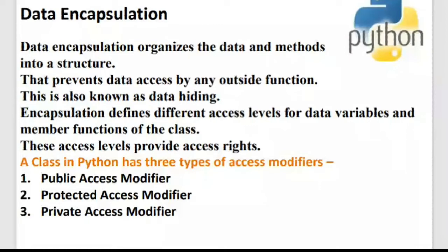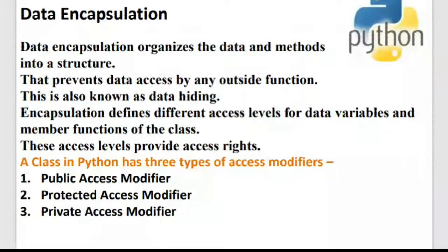But here in Python or any of the object oriented programming languages, the number of access modifiers may differ. In Java, we have four kinds of modifiers. In Python, we have three types of access modifiers. But these will be there by default, public, protected, and private, in any of the programming languages which follow the object oriented paradigm. So these three are the access modifiers: public, protected, and private.